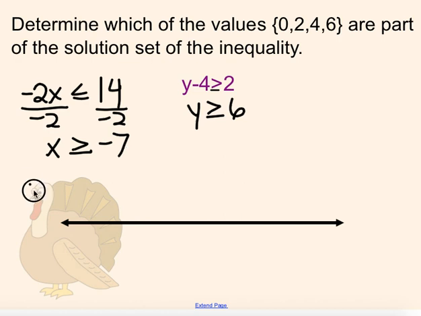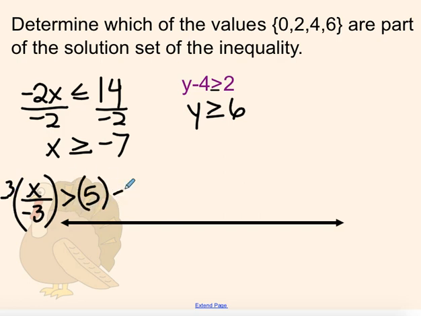Or if we had something like x divided by -3 is greater than 5, we need to multiply by -3 on each side, which, once again, we have to flip the sign to be a less than sign with our x is less than -15. So be very careful when you're solving. When we multiply or divide by a negative, we must flip the sign.